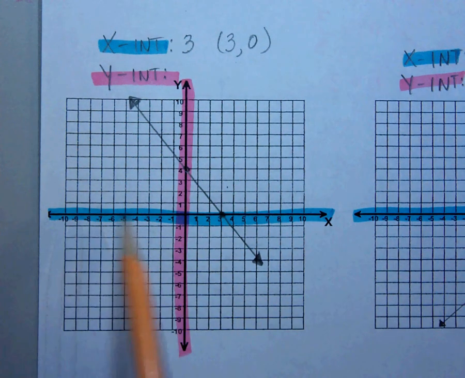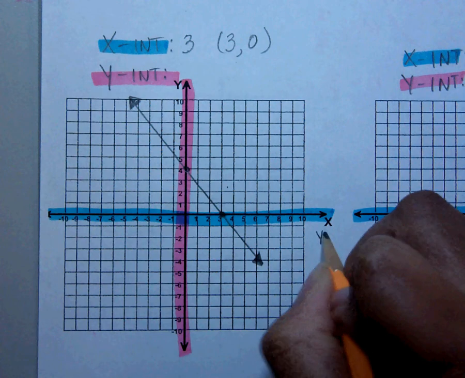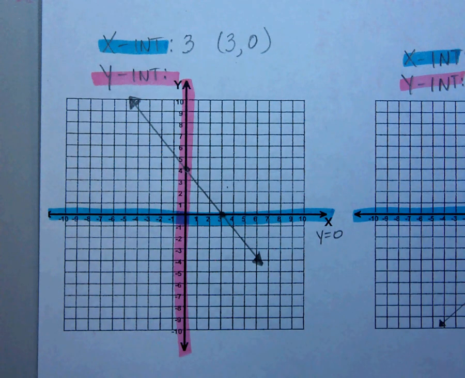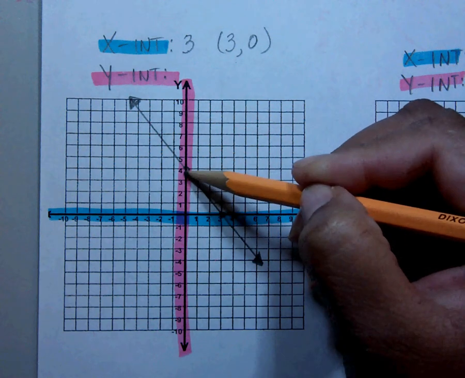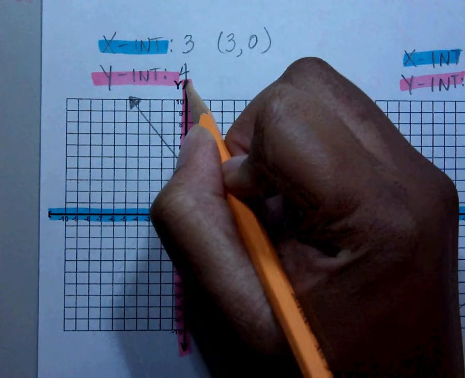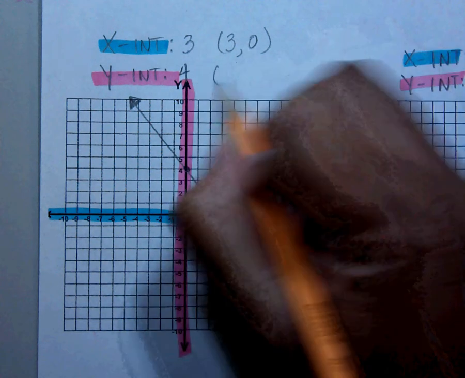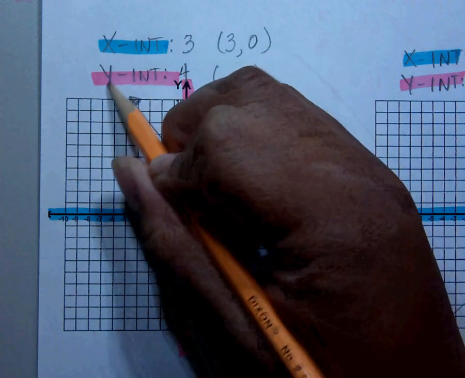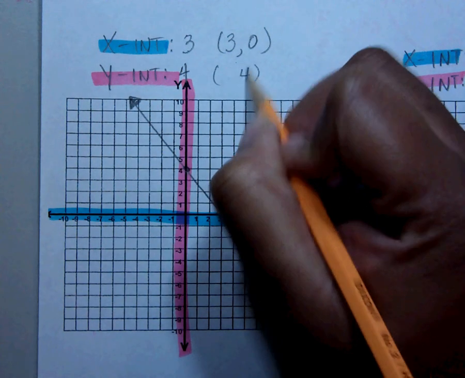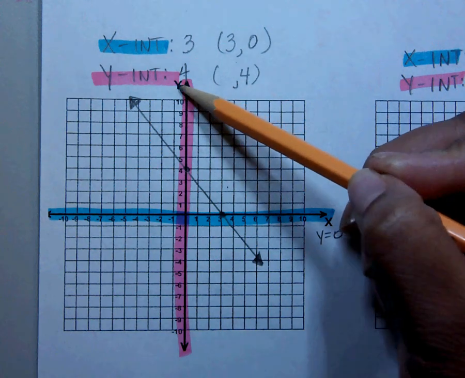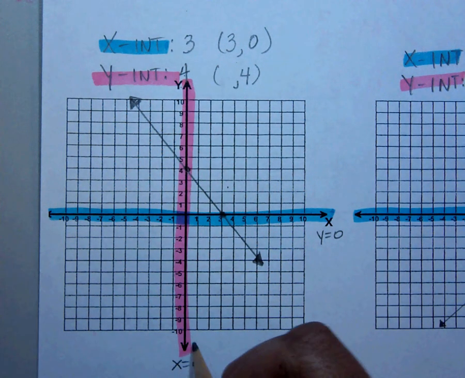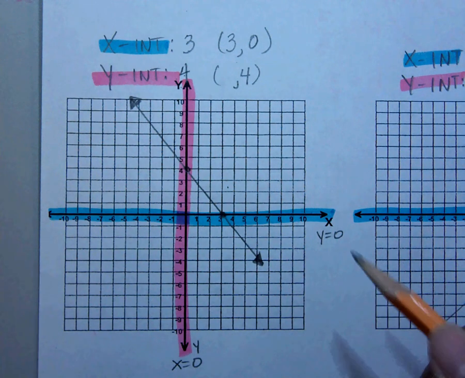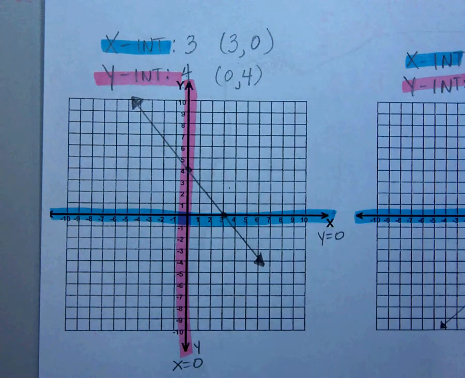Remember, any point on this line will always have y equals 0. The Y-intercept is on this line at 4, so I can write the Y-intercept as 4, or Y-intercept on the Y-axis, so put it in the Y spot. And remember, for the Y-axis, X is always 0. Now you have the X and Y intercept.